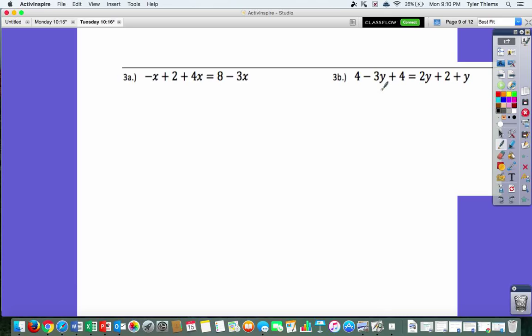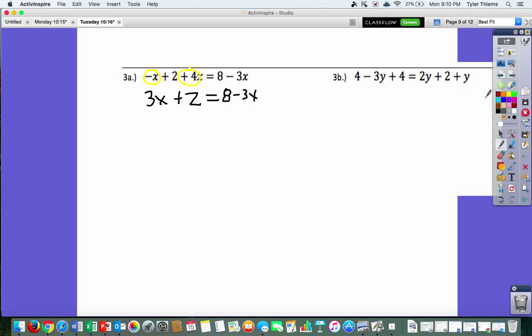Okay, number 3. This one's a little different because you'll notice we have 2 x terms on the left side of the equation. We need to first combine like terms together. So when you have negative 1x plus 4x, that combines to be 3x. So it's 3x plus 2 equals 8 minus 3x.